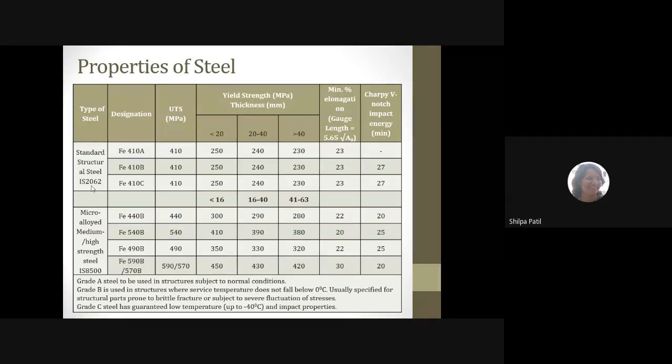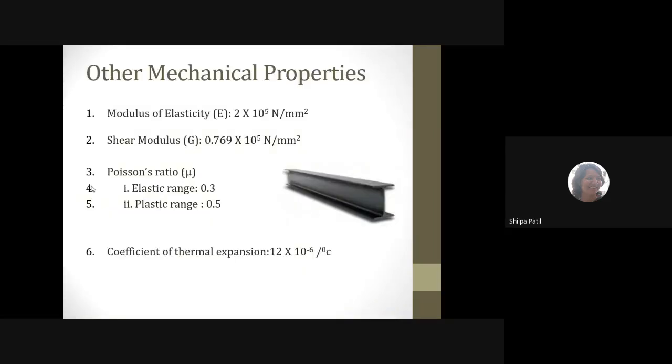So let us come to the next property. There are certain other mechanical properties which will be required in the calculation. The first is modulus of elasticity, which is represented by capital E, and the value is taken as 2 into 10 to the power 5 Newton per mm square. Shear modulus value is given over here. Poisson's ratio, again, if you are dealing with the elastic range and the plastic range, the values are different, and accordingly the Poisson's ratio value should be taken into calculation.